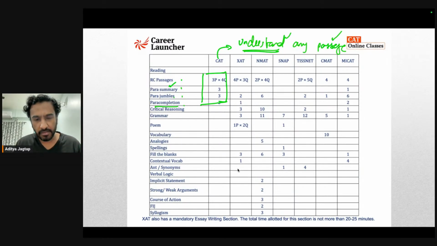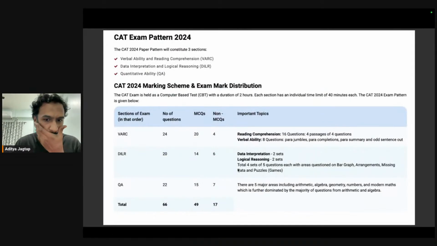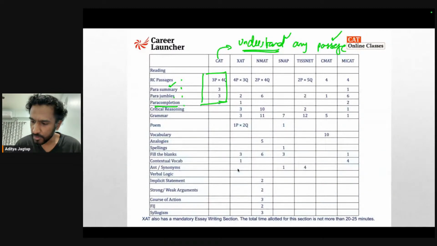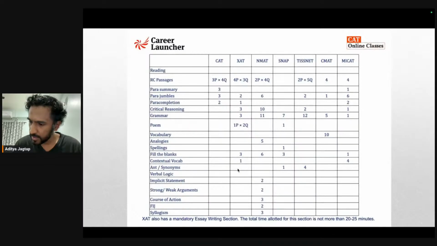Let's start with what is exactly required from the student. So let's say VARC has 24 questions, 20 are MCQs, 4 are not MCQs. And if you notice, 16 questions, 4 passages of 4 questions, right? This is what this was trying to say. This should be four passages of four questions.